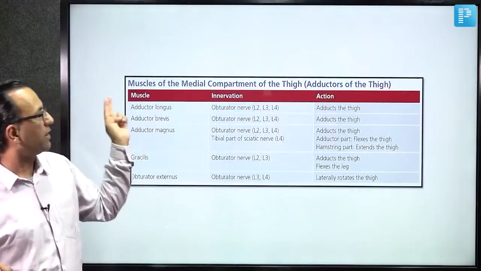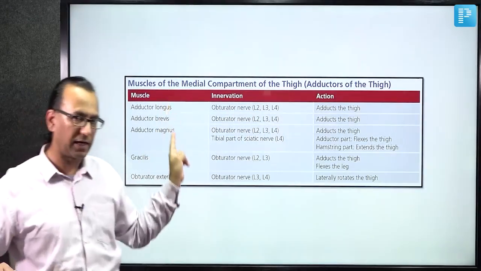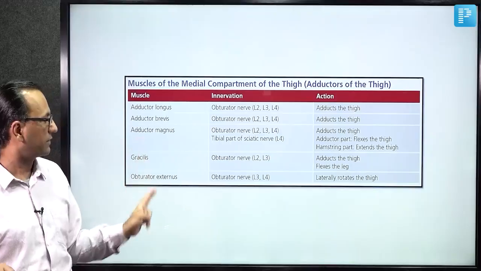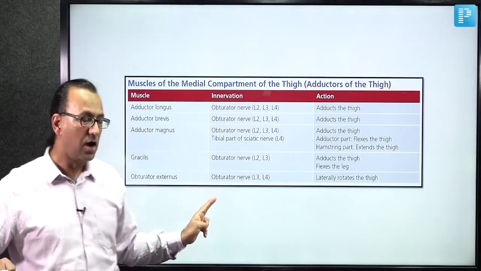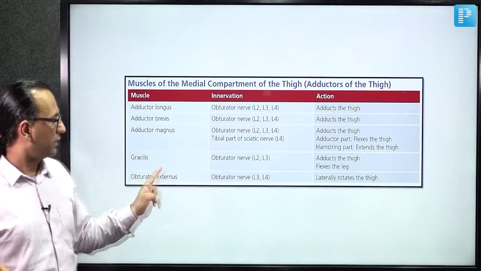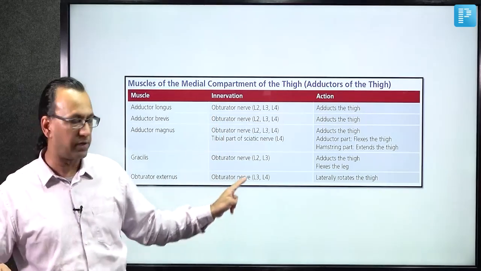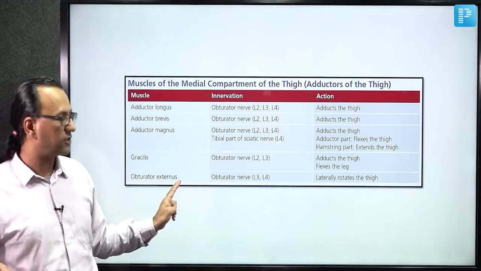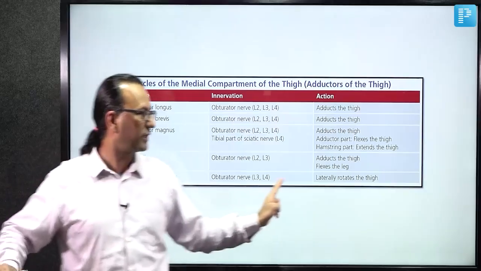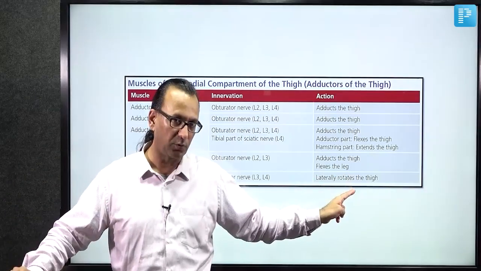And when it comes to the medial thigh, we have mostly adductors, but then we can also have gracilis and obturator externus. Obturator externus requires a special mention here because though they are all supplied by the obturator nerve L2, 3, 4, the obturator externus is not an adductor at the hip joint. It is a lateral rotator at the hip joint.